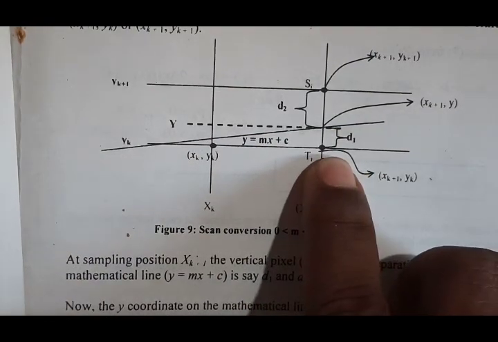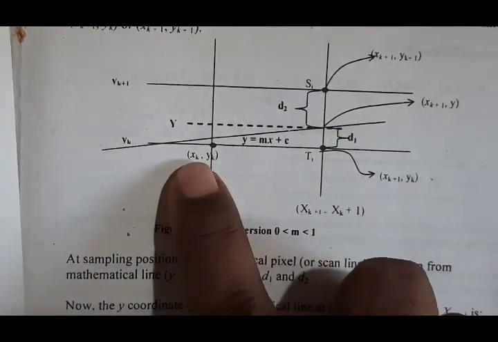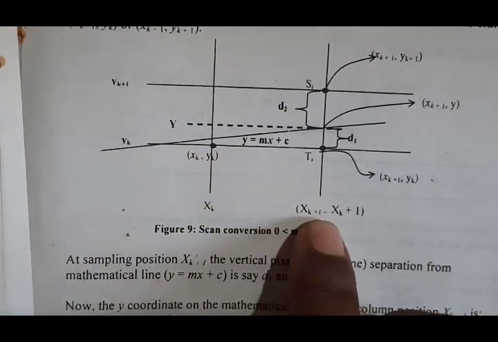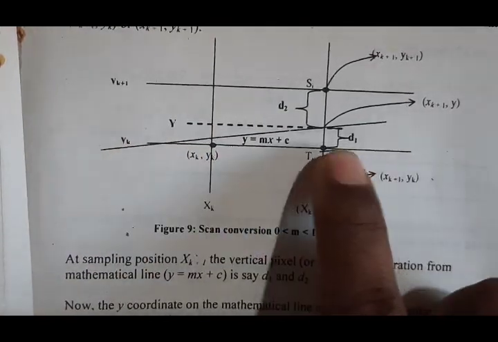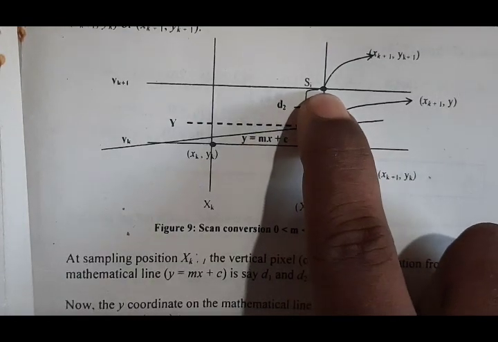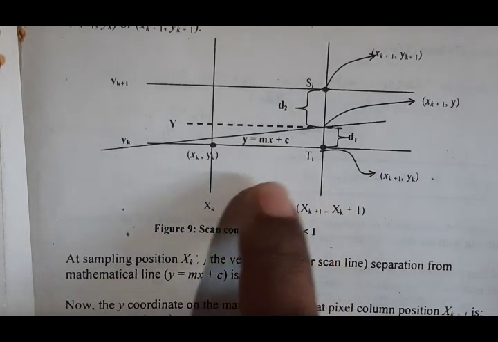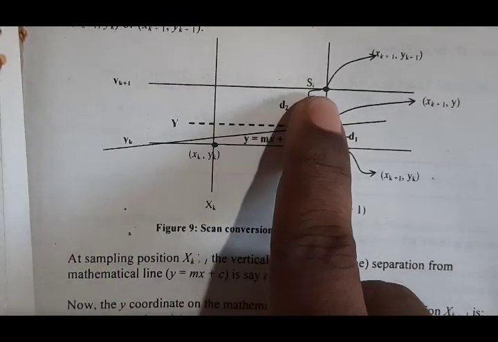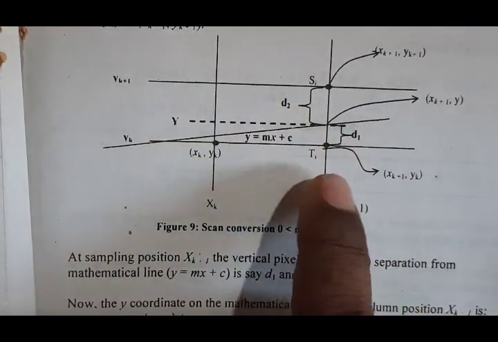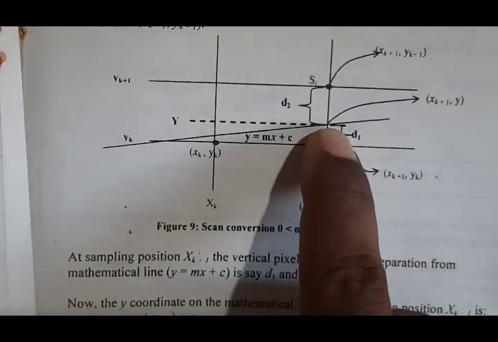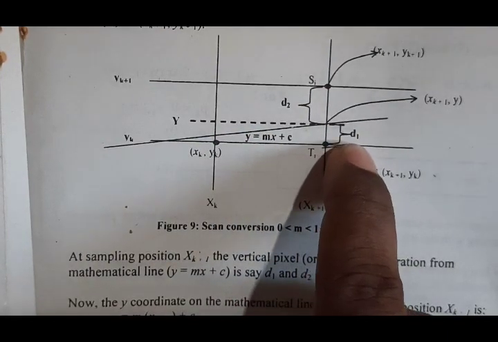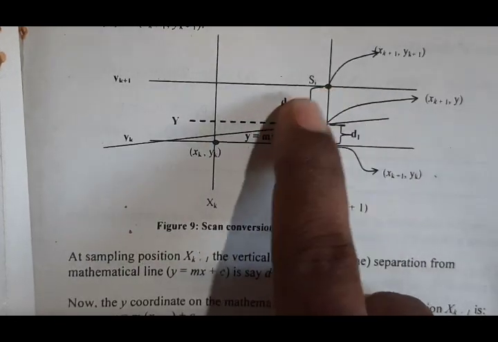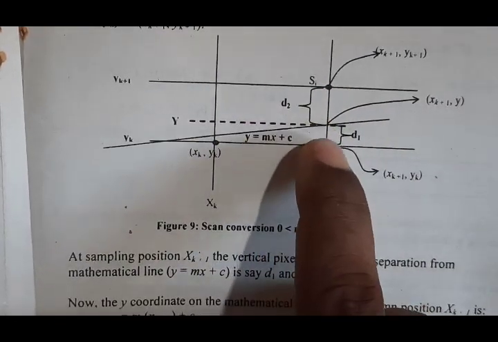See here, this is the line, no? This is one pixel at position xk plus 1 comma yk. And this is one more position. What is the position here? xk plus 1, yk plus 1. This is one pixel, this is one pixel, this is the line. From this line to this pixel the distance is d1, from this point to this pixel the distance is d2. So here which distance is less?